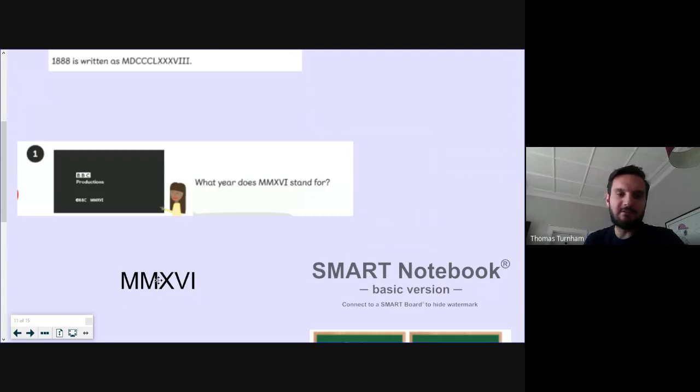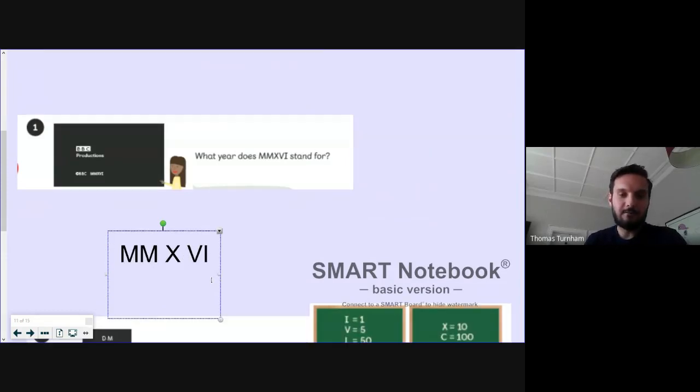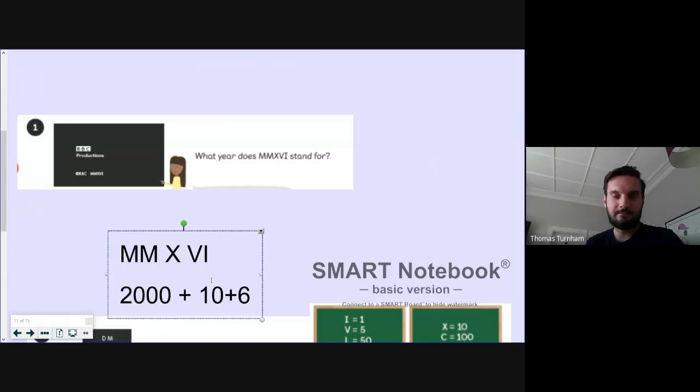Brilliant. Hopefully you've seen that you need to separate this number out. MM is the first part of this number. X is the next part of this number. And VI. So I know that what I've actually got is 2,000. Then I've got 10. And then I've got 6.